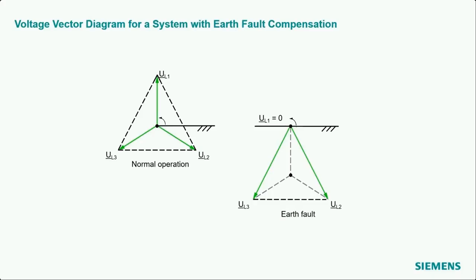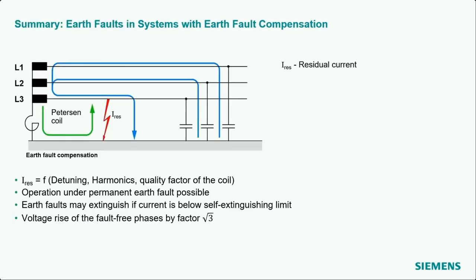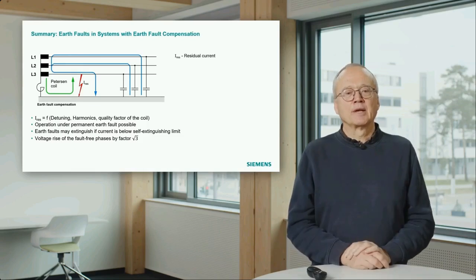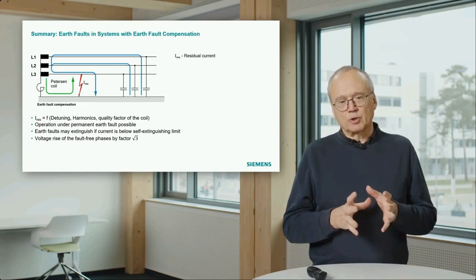If we look at the voltages, it's the same story. The behavior in terms of voltages is the same as in systems with isolated Starpoint, so we don't have to discuss that again. Let's summarize this Starpoint treatment with earth fault compensation. We have an earth fault current which is theoretically zero. Practically, of course, it's not always zero. It depends on the tuning.